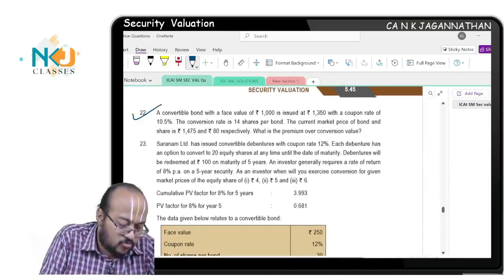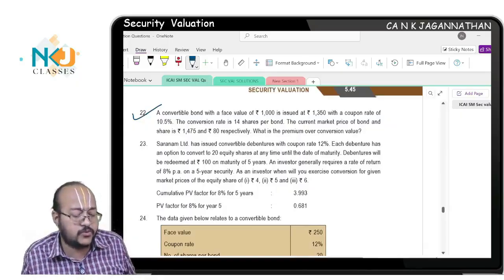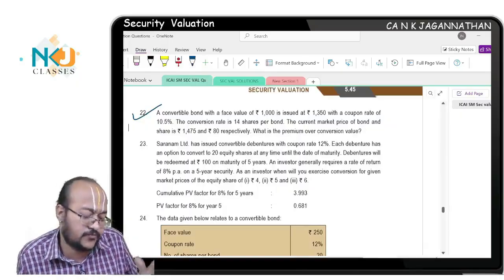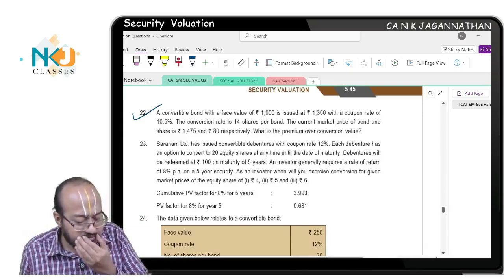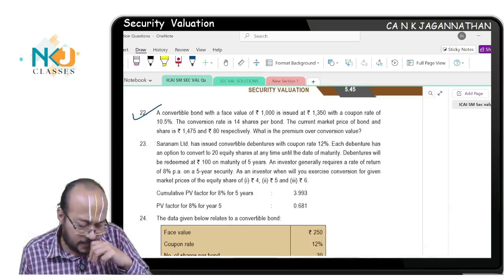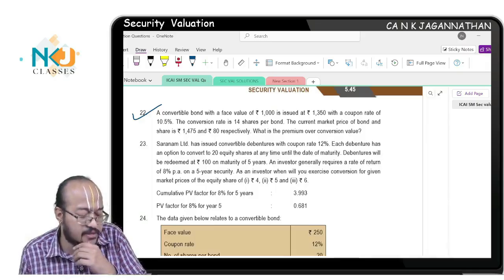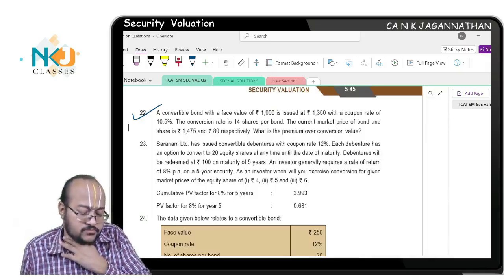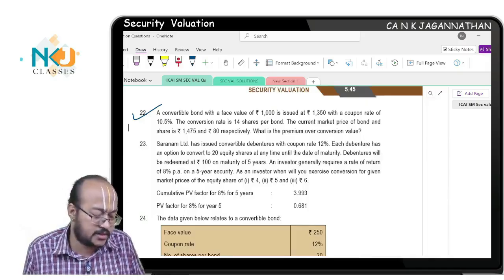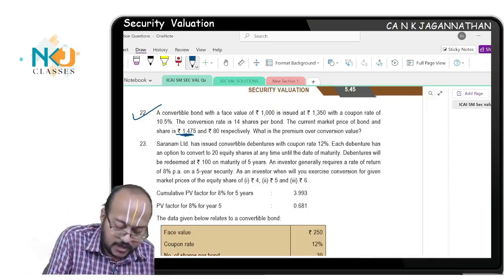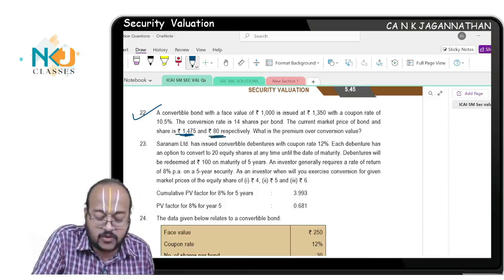Next, question number 22. A convertible bond with a face value of 1000 is issued at 1350, that is, issued at a premium, with a coupon rate of 10.5%. The conversion rate is 14 shares per bond. The current market price of the bond and share is 1475 and 80 respectively. What is the premium over conversion value?